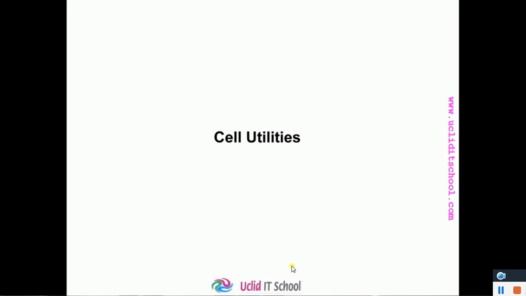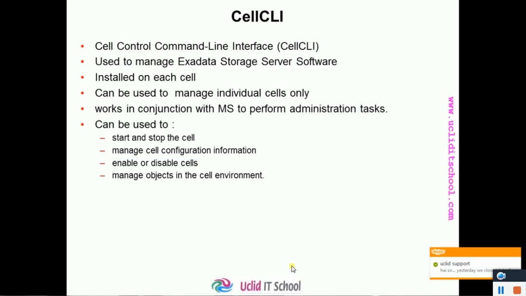The difference is CellCLI is used to manage a single cell. dcli is used to manage multiple cells centrally. And to use the dcli utility, you need to do some initial configuration, which we will do in the lab also. But other than that, the CellCLI utility is there, and you don't need to do any configuration for using it. So let us talk about these two utilities and understand more about them.